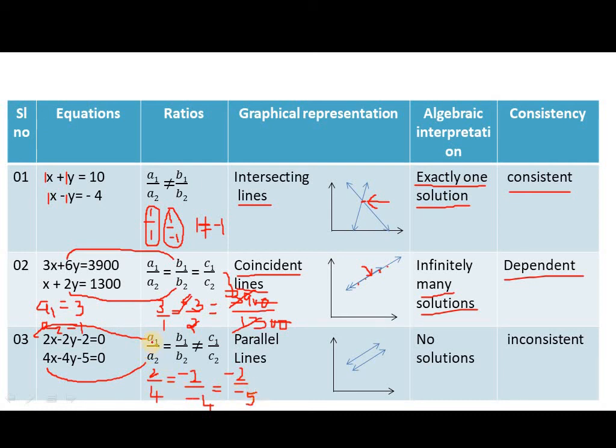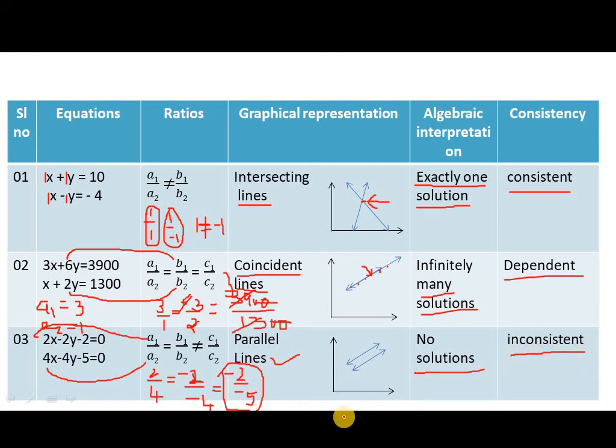Now, if you see, a1 by a2 is 2 by 4 and b1 by b2 is also 2 by 4, so the ratio is the same. But c1 by c2 is minus 2 by minus 5, so this is different. So if a1 by a2 is equal to b1 by b2, but not equal to c1 by c2, then the lines are said to be parallel lines. Parallel lines means the two lines lie at equal distance. In this type of graphical representation, there are no solutions and the system is said to be inconsistent.